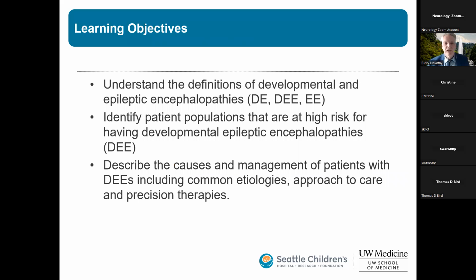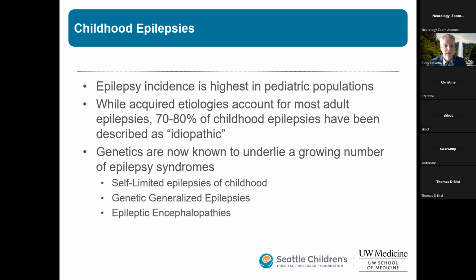So the learning objectives are to understand the newer definitions of developmental and epileptic encephalopathies, and we'll talk about them in a little more detail. Identify patient populations that are high risk for having developmental epileptic encephalopathies, and describe the underlying genetic and molecular causes, the management with these developmental epileptic encephalopathies, and include common etiologies, approaches to care, and more importantly now, precision therapies.